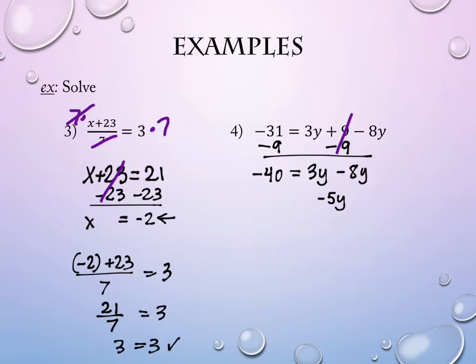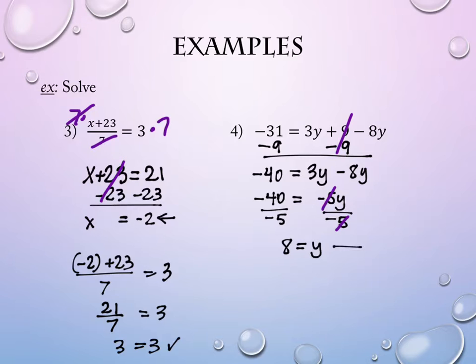-5y equals -40. Then what? Yep, divide by negative 5. The negative 5 and the y are multiplied, so we'll divide to eliminate it. This cancels on the right, leaving me with y. On the left, negative 40 divided by negative 5 is 8.